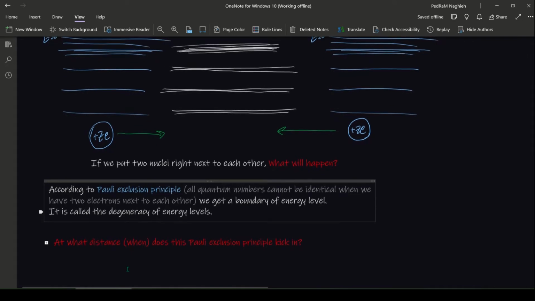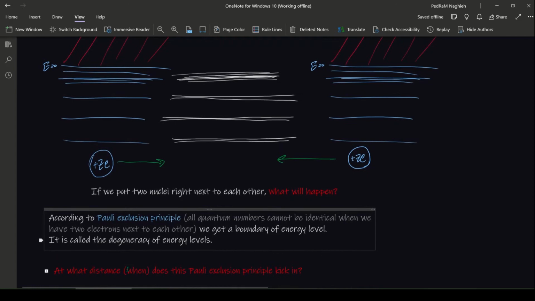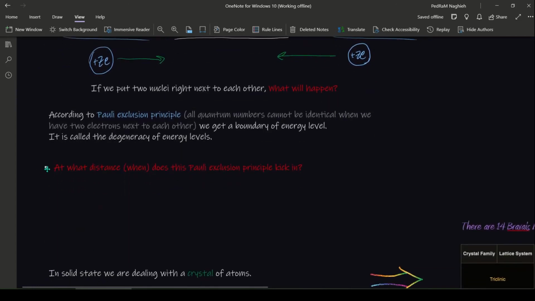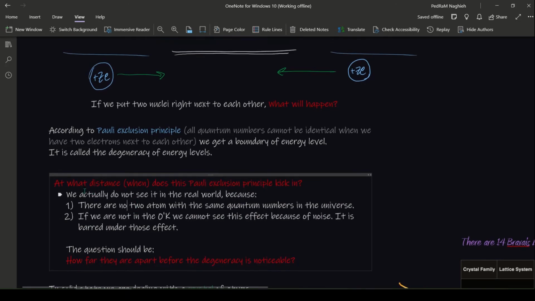At what distance does this Pauli exclusion principle kick in? Yeah, so let's ask this question in a better format. Actually, it's not the best format. We actually do not see it in the real world. One, because there are no two atoms with the same quantum numbers in the universe. If we are not at 0 degrees Kelvin, we cannot see this effect because of the noise.